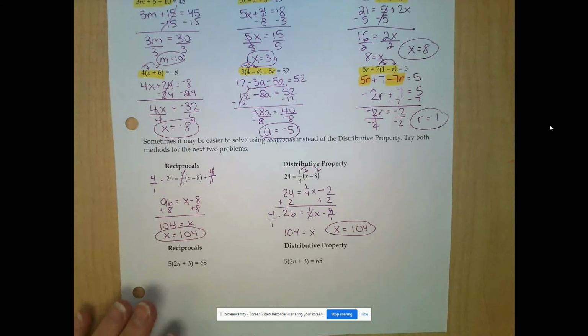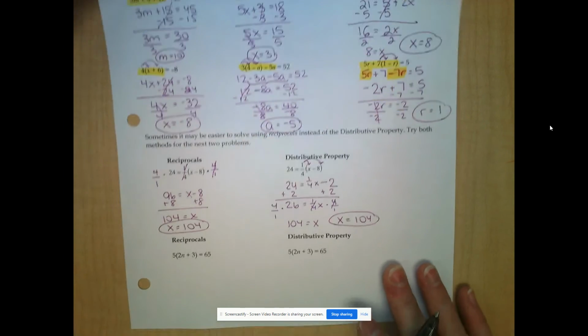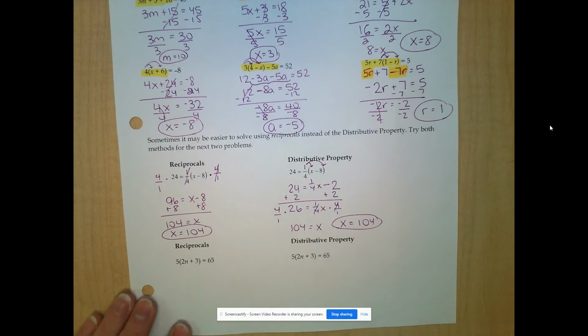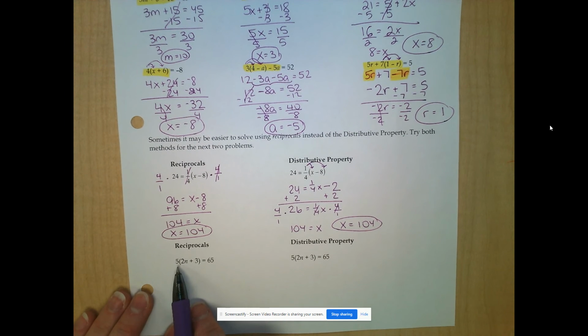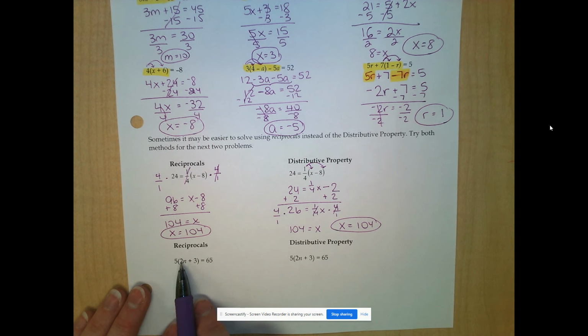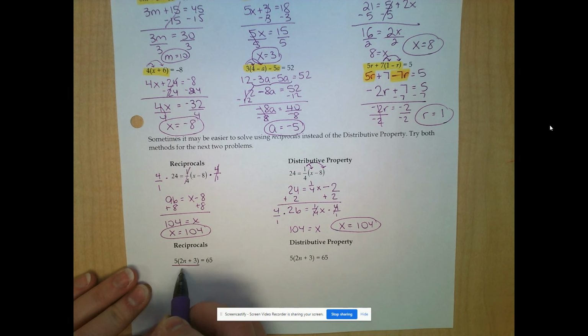We'll do one more kind of like that down at the bottom. I can, in this case, get rid of the 5 that's out in front first. This is 5 times blah, blah, blah. I don't actually care what's in there. I just know that it's being multiplied by 5. So I can divide the left side by 5 and divide the right side by 5. On the left, 5 divided by 5 cancels, and you only have the 2n plus 3 remaining, equals, and the 65 divided by 5 is 13.